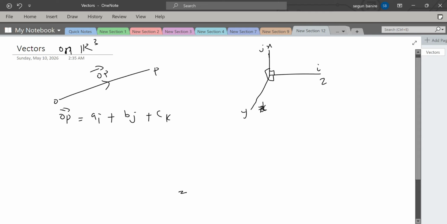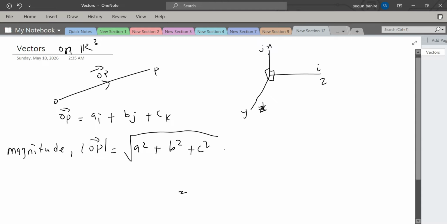And it's important that we denote it using that arrow. So this is a vector. When they ask you to calculate the magnitude, how do you get the magnitude of this vector? The magnitude of OP is given as a squared plus b squared plus c squared, and then we find the square root. This is what we call the magnitude. This is how to get the magnitude.